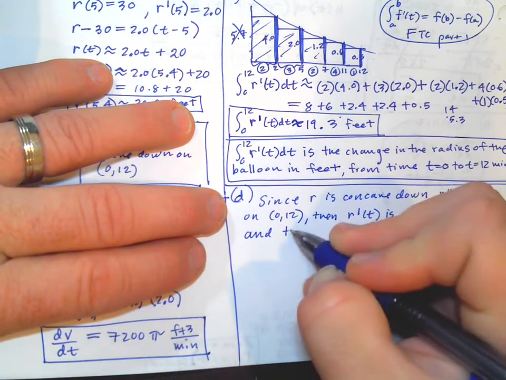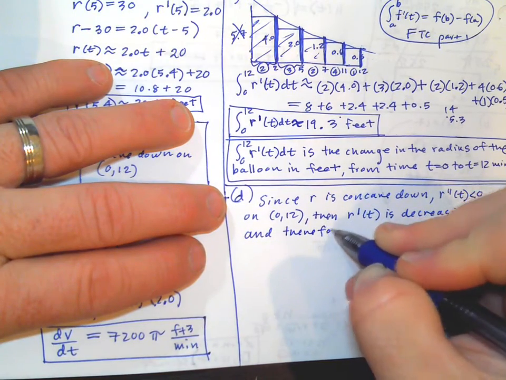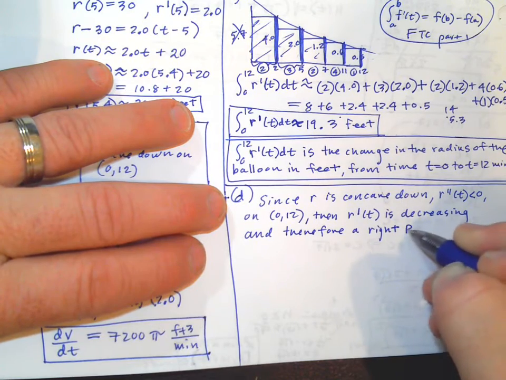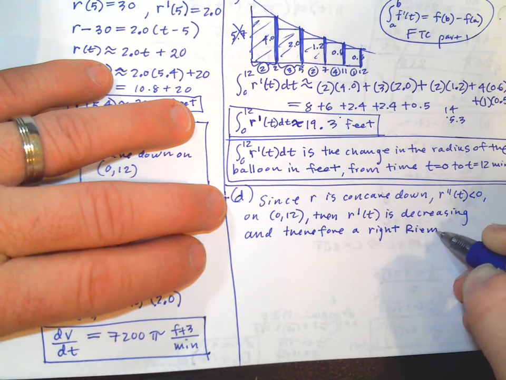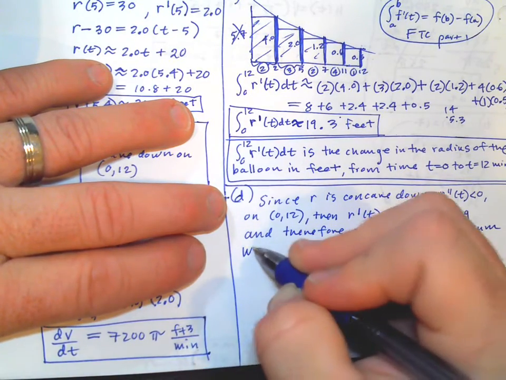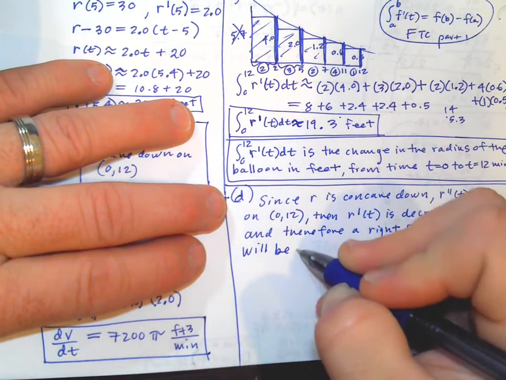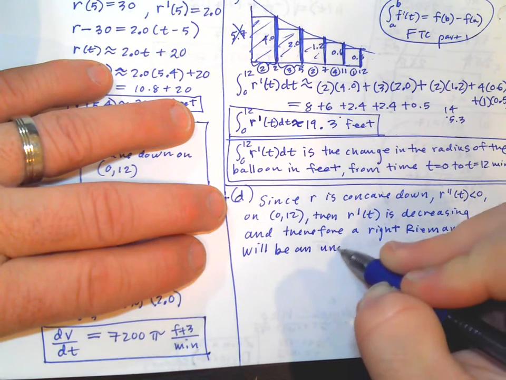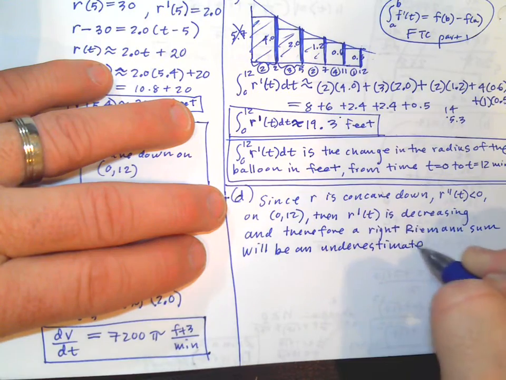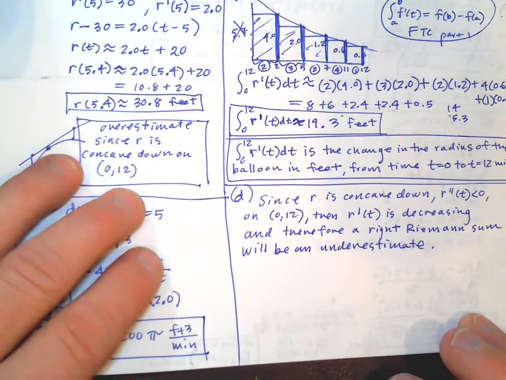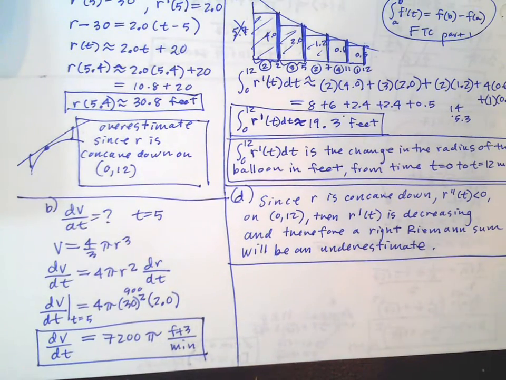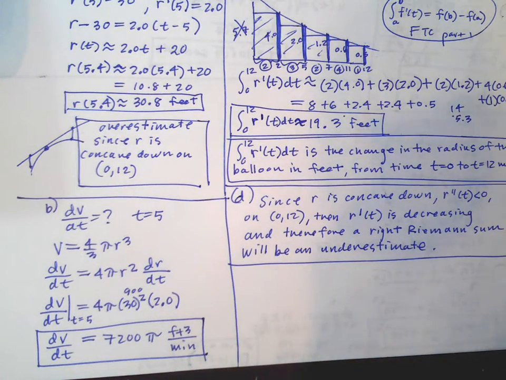And therefore, a right Riemann sum, you have to be specific about which side it is, a right Riemann sum will be an underestimate. So there you go. That's a lot of fun, old stuff that we need to be good at anyway.